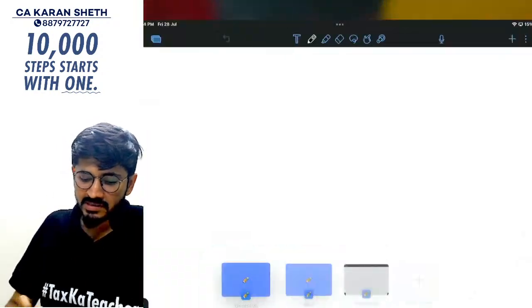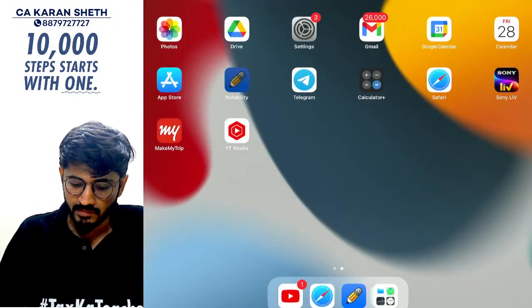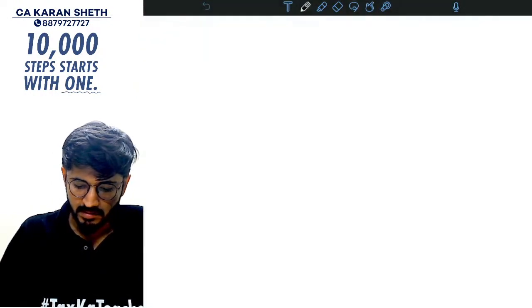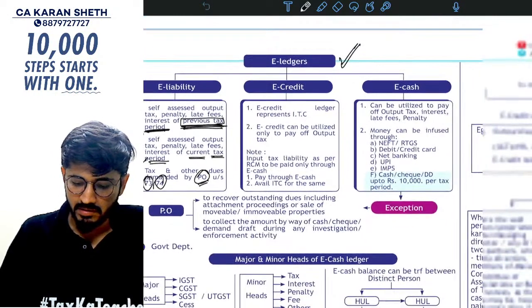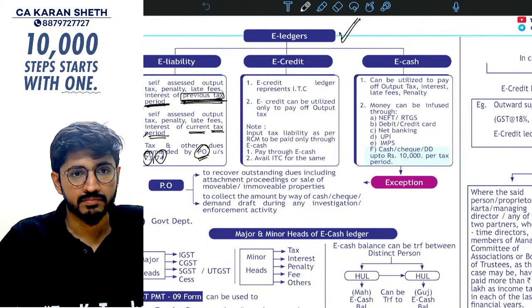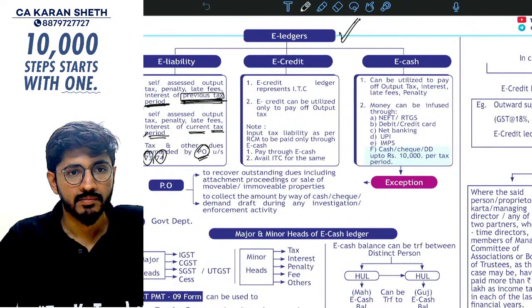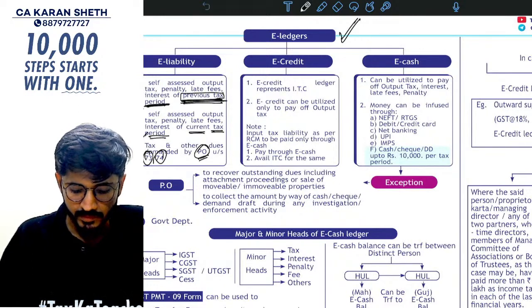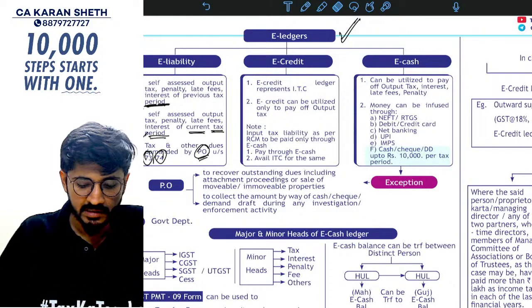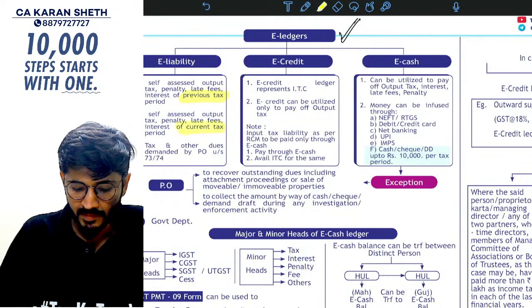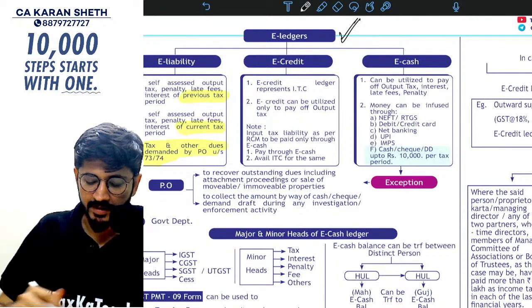Okay, fair enough. So first you will pay off all the taxes, interest, penalty of previous tax period, then current tax period, and then comes the demand notice. Got it? Perfect.